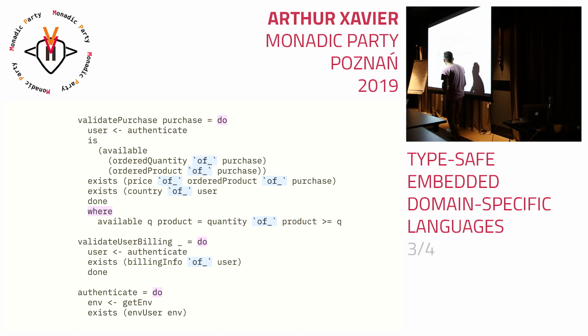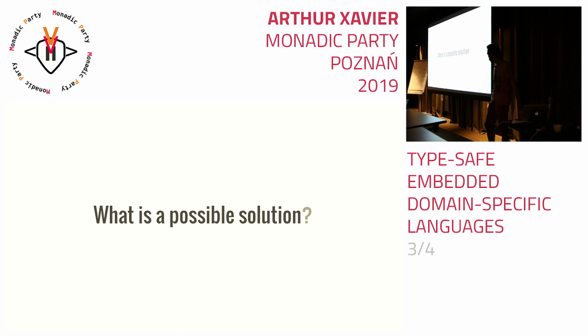And after ensuring that the user is authenticated, we want to check whether the ordered quantity of the product of the purchase is available, right? Basically we just check whether the quantity of the product is at least greater, can satisfy the ordered quantity. For validate user billing, we just check whether the billing info of the user is present, and okay.